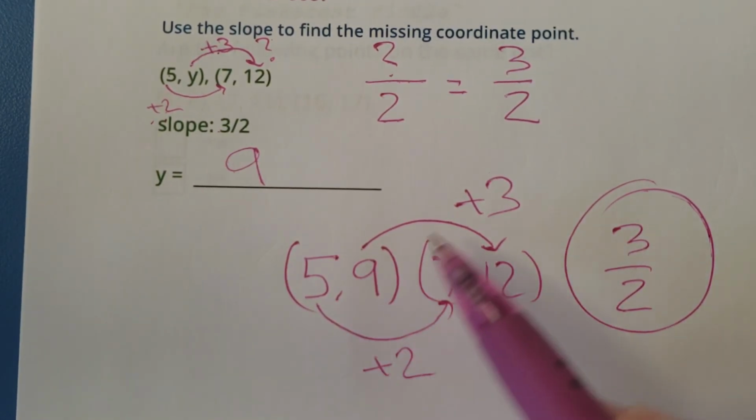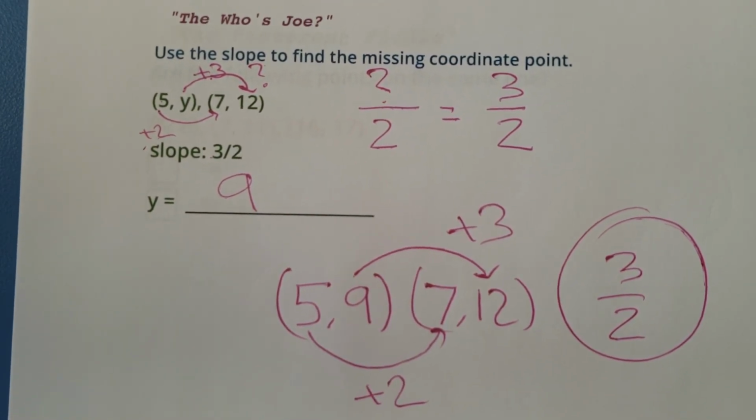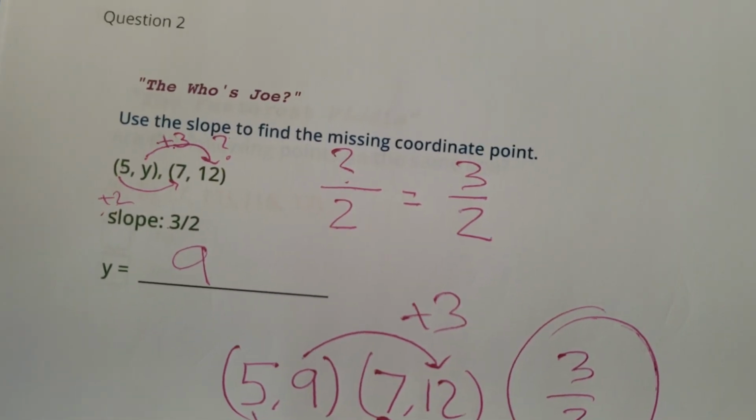And then again, it takes 5 seconds, but you can always double check to make sure you have the correct coordinate point. All right, that is the Who's Joe.